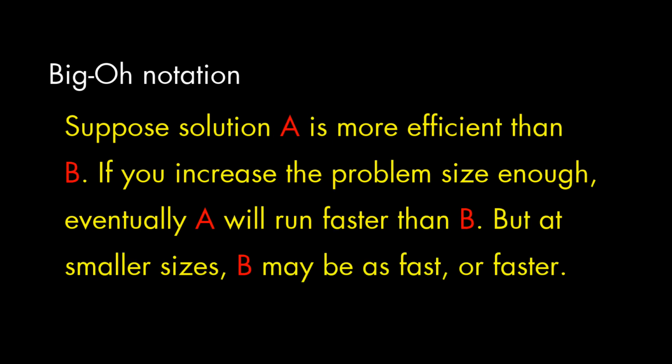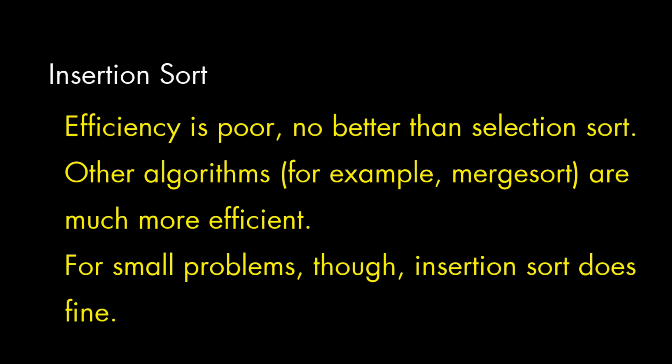Just because the execution time of algorithm A doesn't grow as fast as algorithm B, it's entirely possible that A and B are equally fast at small problem sizes, or even that B is faster than A for the smallest sizes. The insertion sort algorithm, for example, is big O n squared, just like selection sort. Now, there are lots of sorts that have better efficiency than that, but for small arrays, it's actually hard to do much better than an insertion sort.